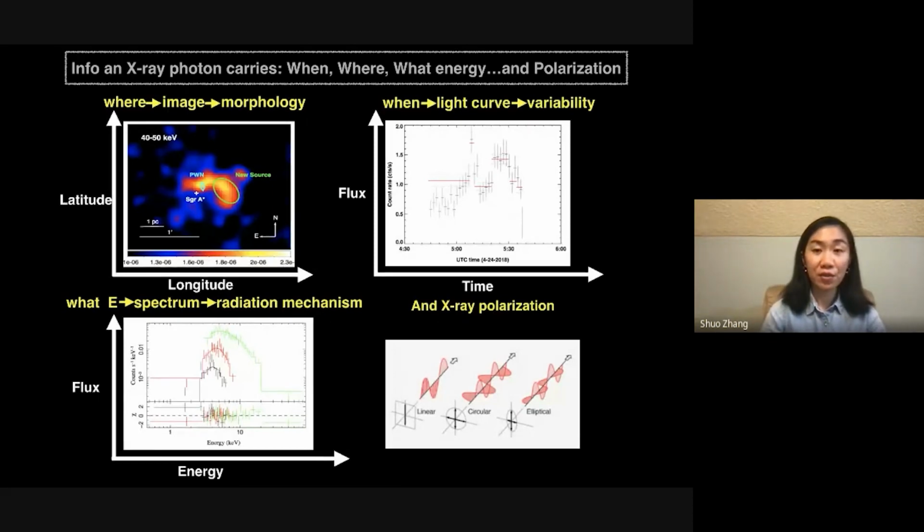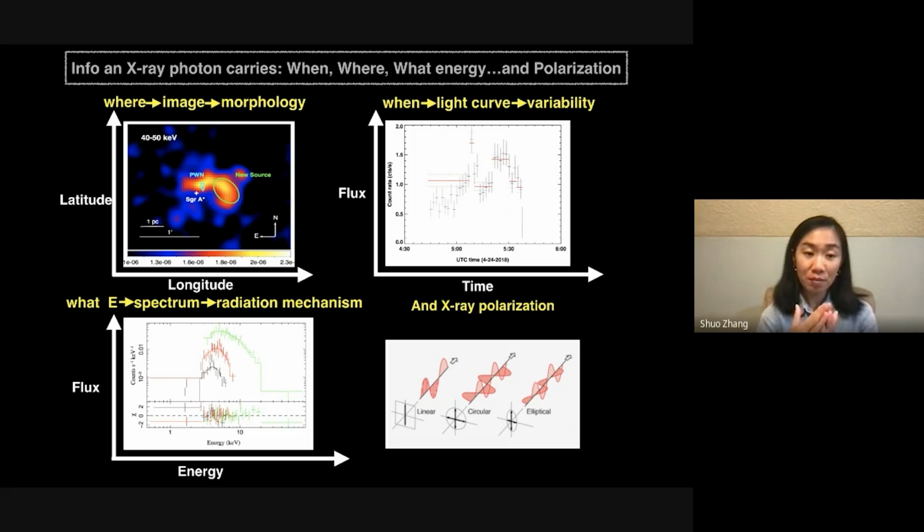Now, a third type of information is how much energy each individual photon carries. Using this information, we can produce another very important scientific product in X-ray astronomy, and also in other wavelengths, and that is called a spectrum. The spectrum is a very, very powerful tool. In many cases, if we are lucky, we can directly tell what the physics behind it is, what the radiation mechanism is, and what the origin of those photons is, by fitting the spectrum to different types of models.